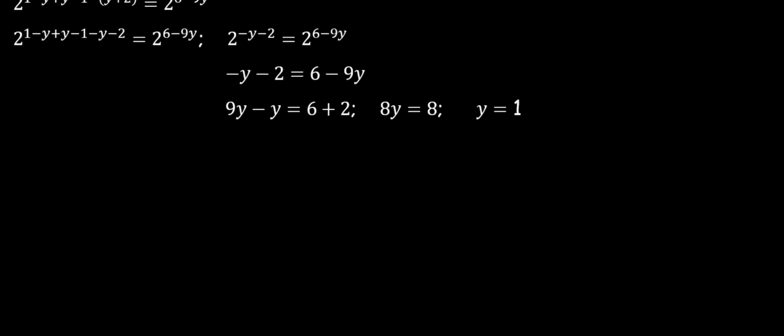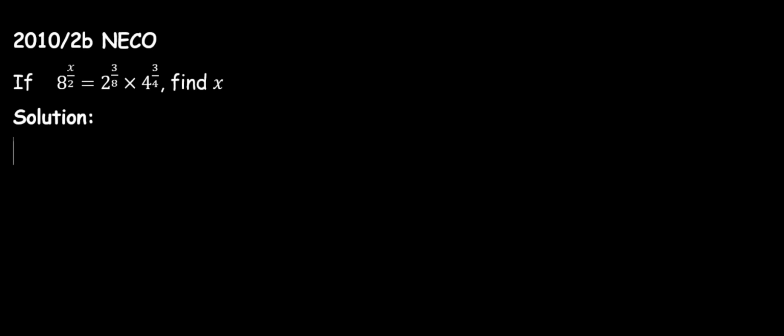Another example. If 8 raised to power x over 2 is equal to 2 raised to power 3 over 8 times 4 raised to power 3 over 4, find x. Solution. Let's present our problem properly. That will be 8 raised to power x over 2 equal to 2 raised to power 3 over 8 times 4 raised to power 3 over 4.